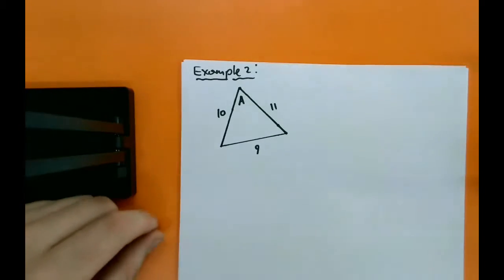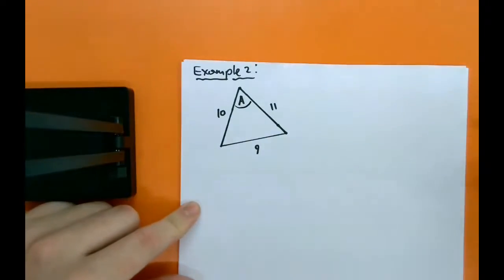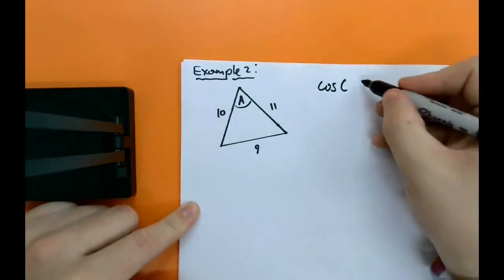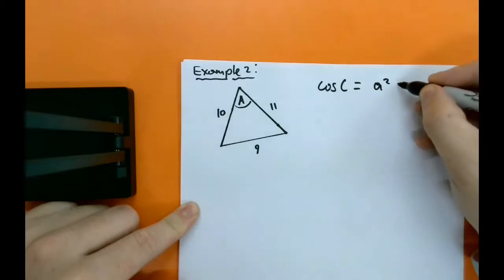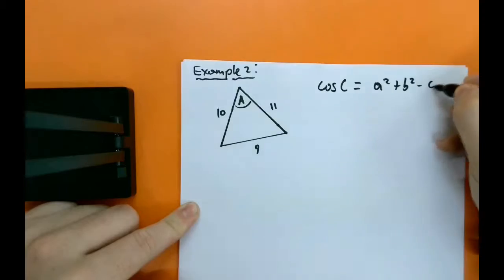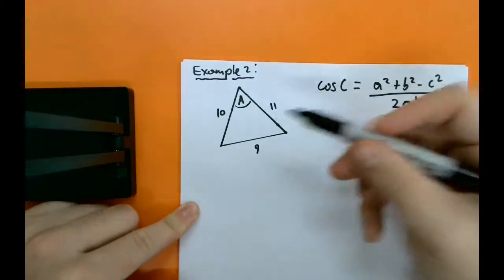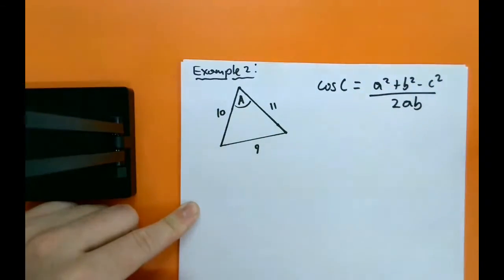So let's do a second example where we're again trying to find this angle in here. Okay, so we go back to our formula. We're using cos of C. This is the angle that we're using, the formula that we're using when we're trying to find angles with the cosine rule. A squared plus B squared minus C squared all over 2AB. We know that this is a cosine rule question because we have 3 sides and 1 angle.